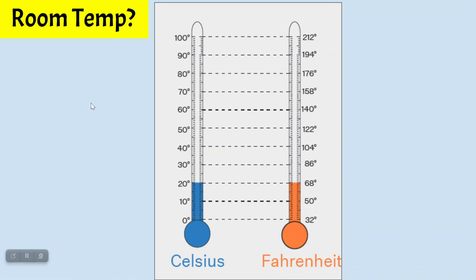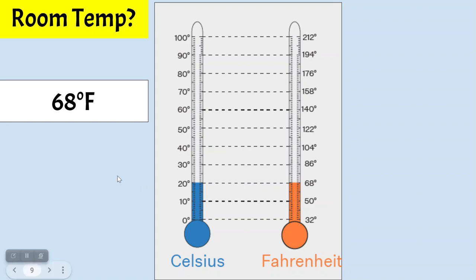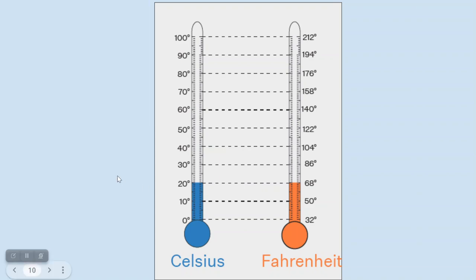And room temperature is roughly 68 degrees. If we are 68 degrees Fahrenheit, that is about 20 degrees Celsius. All right, and so there is a mathematical formula that we can use so that if we get a temperature given to us in Celsius and we want to convert it to Fahrenheit, we can do that, and we can go the other way as well. But for right now, we're just going to compare these two thermometers.